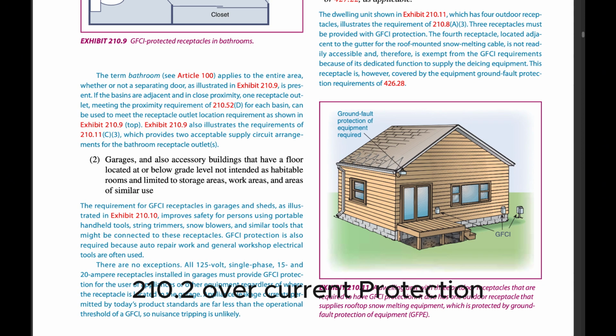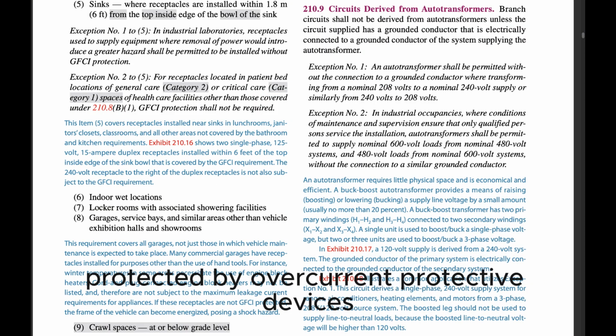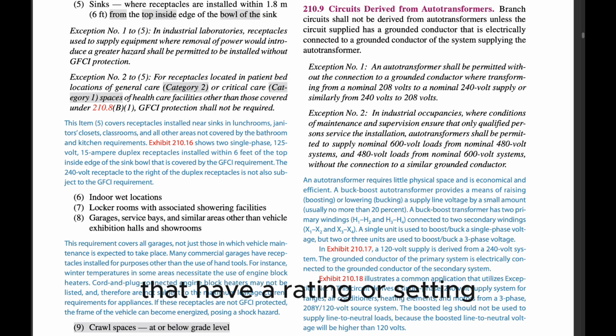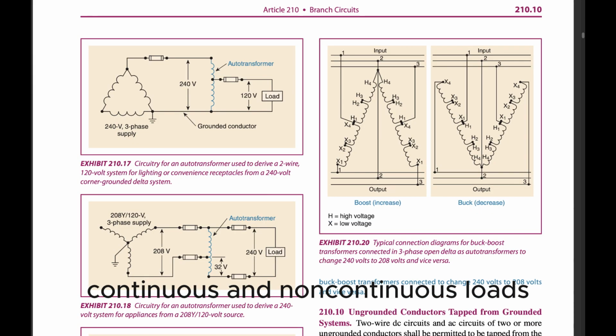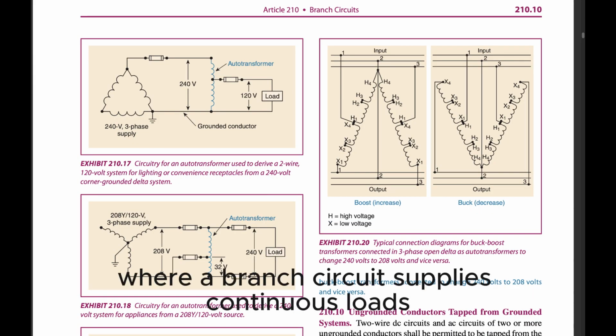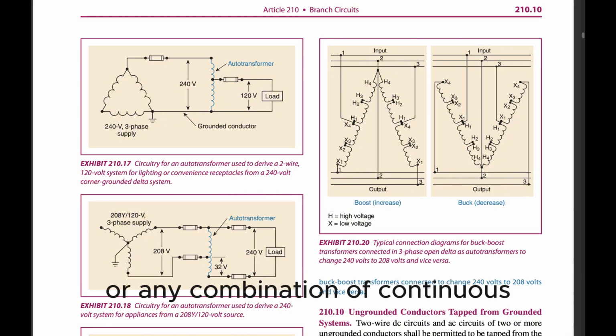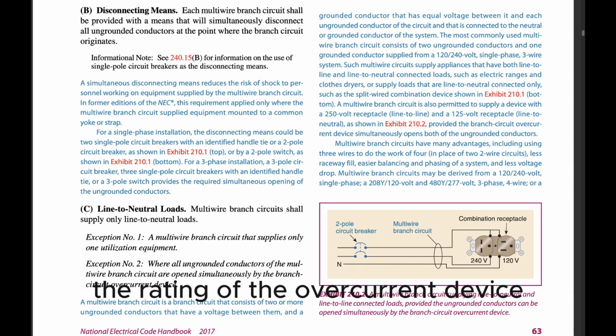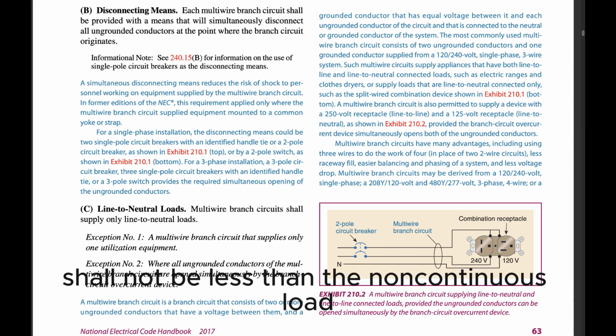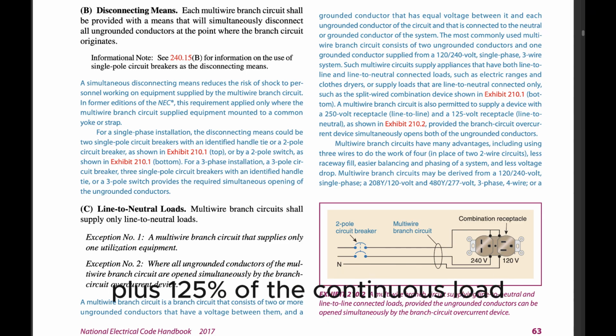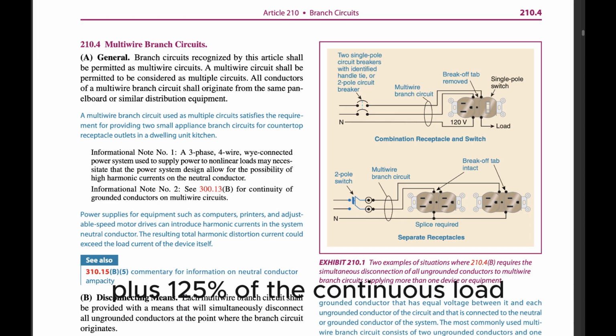210.20 Overcurrent Protection. Branch-circuit conductors and equipment shall be protected by overcurrent protective devices that have a rating or setting that complies with 210.20(A) through (D). A. Continuous and non-continuous loads. Where a branch circuit supplies continuous loads or any combination of continuous and non-continuous loads, the rating of the overcurrent device shall not be less than the non-continuous load plus 125% of the continuous load.